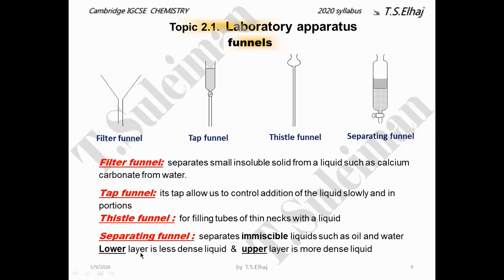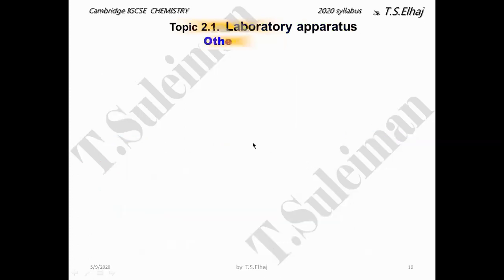The lower layer is the more dense liquid. The upper layer is the less dense. If we try to mix water with oil, the mixture will be heterogeneous and they do not mix. We will see two layers. In the upper layer, we will see oil, so oil is less dense than water, and in the lower layer, there will be water, the denser liquid.